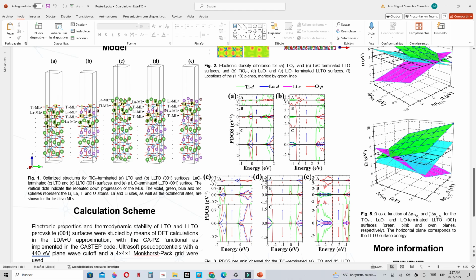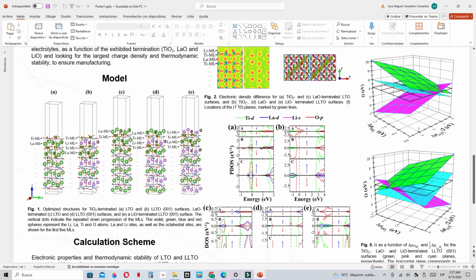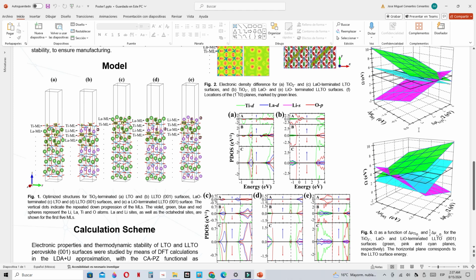And Figure 6, it is shown the surface ground potential for the different terminations of LTO 001 surfaces.